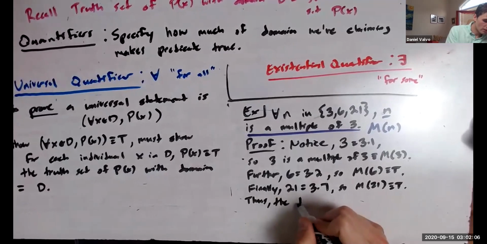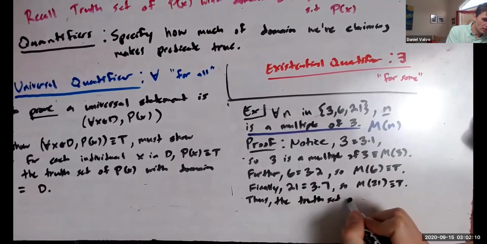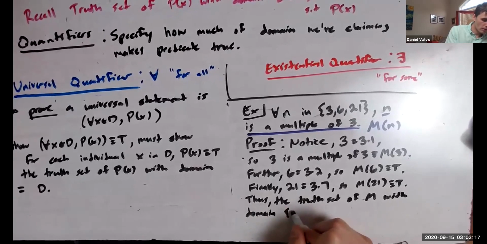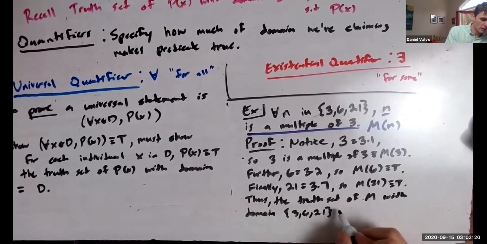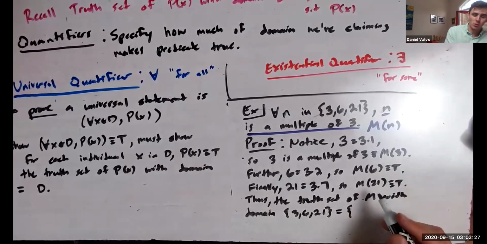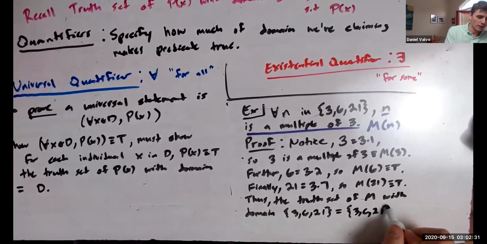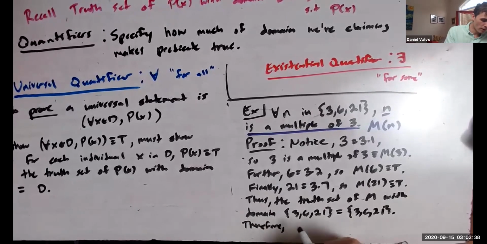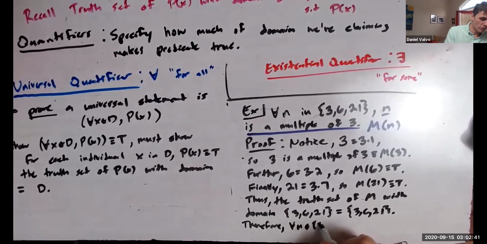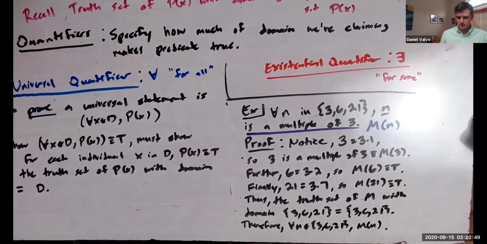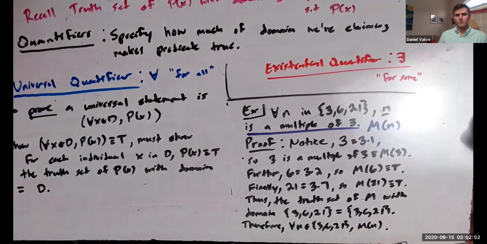Thus, the truth set of M with domain {3, 6, 21} is going to equal, well, you plug 3 in, it's true. M of 3 is true, M of 6 is true, and M of 21 is true. So the truth set is {3, 6, 21}. Therefore, for all n in {3, 6, 21}, M of n. Super simple, right? Any questions on this?